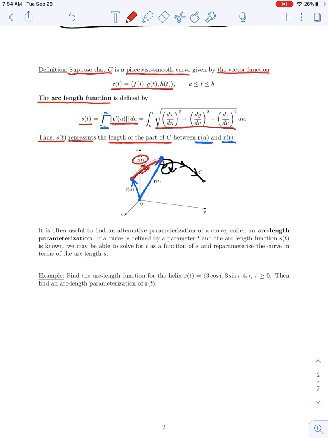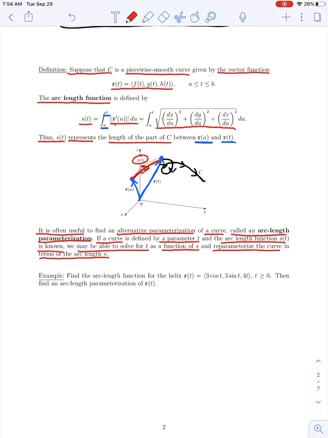Now, as I mentioned, when I started talking about this arc length function, it is sometimes useful to find an alternative parameterization of a curve in terms of its arc length, called an arc length parameterization. So for instance, if we have a curve defined by some parameter t, maybe time, and we know that the arc length function s of t is calculated or known, then I might be able to solve for the parameter t as a function of s. So that is, get time in terms of arc length and then reparameterize our curve in terms of the arc length variable s.